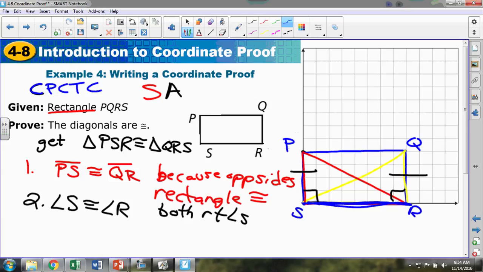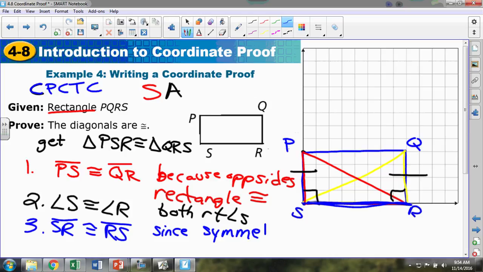Both those triangles share the bottom side. We would have SR congruent to RS, that shared side, since the shared side forms the symmetric property. Remember, it's the symmetric property because the letters got flipped, SR and RS. If we actually kept the same order, it wouldn't be symmetric property, it would be the reflexive property.